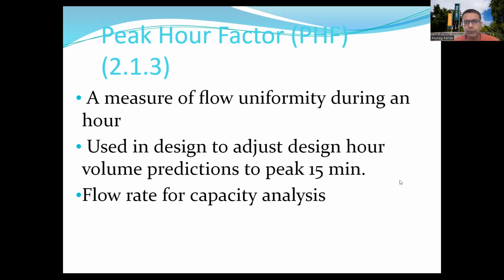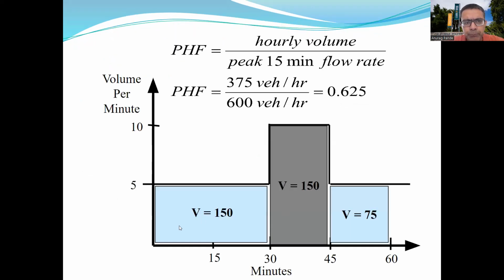like this. For example, let's say you measure the volume per minute at a location, and this is what the chart looked like. 5 vehicles coming in every minute for 30 minutes. And then between 30 and 45 minutes, the volume jumped up, and now you have 10 vehicles coming in per minute for that 15-minute period. And then at t equal to 45 minutes, the volume went back down to 5 vehicles per minute. It's minutes on the x-axis, volume per minute on the y-axis.